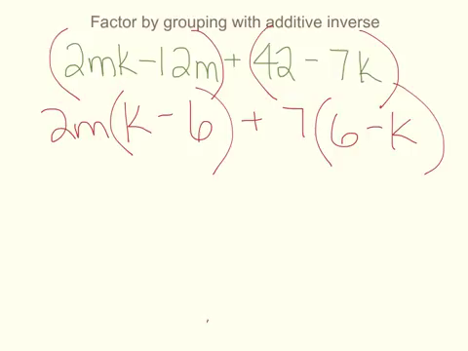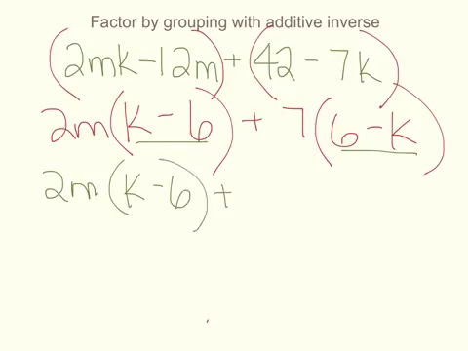Now by looking at this, you can see that k minus 6 and 6 minus k are almost the same, but they're actually opposite of each other. So what we can do is multiply one of these by their additive inverse. So we could do 2m times k minus 6 plus 7 times negative 1 times 6 minus k.